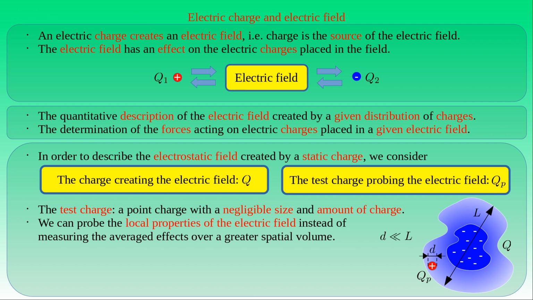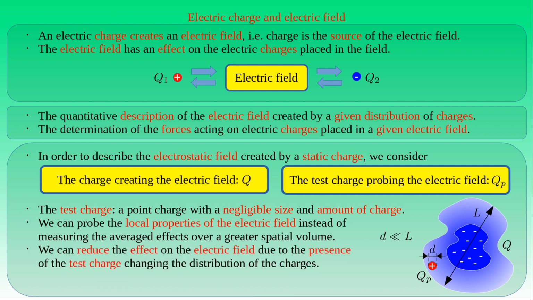Another requirement for the test charge is that QP must have a negligible amount of charge, so that we could reduce the effect on the electric field due to its presence, which changes the distribution of the charges creating the electric field. This criterion tells us that the charge QP must be much smaller than the net charge Q in the system of charges.